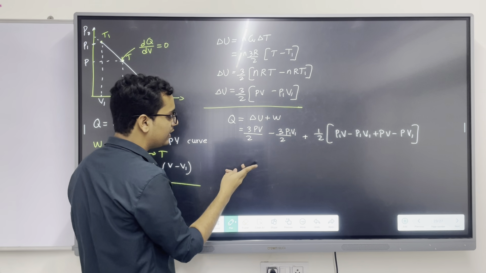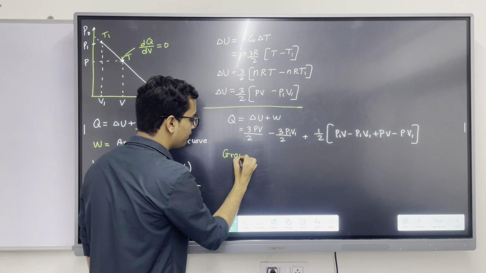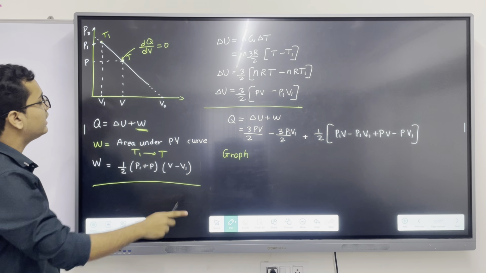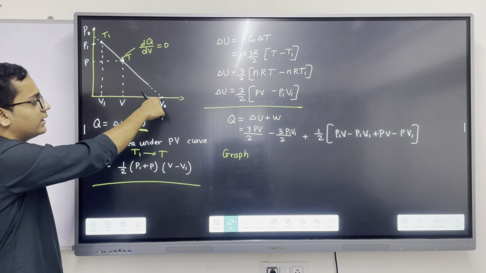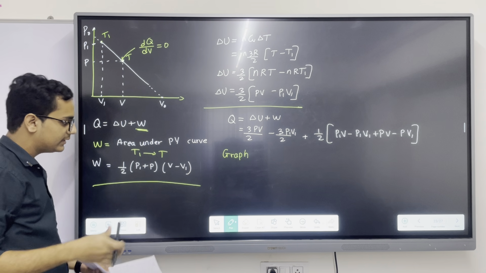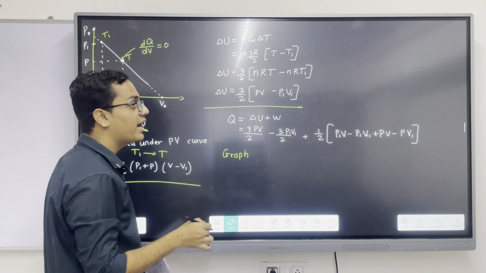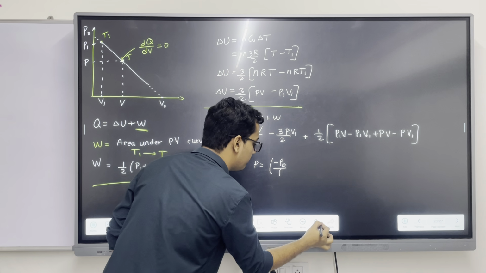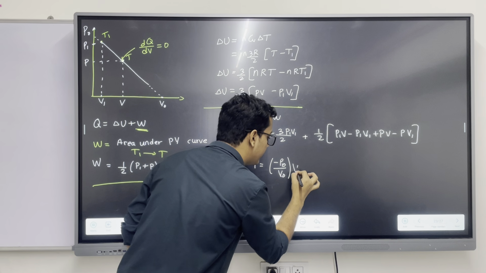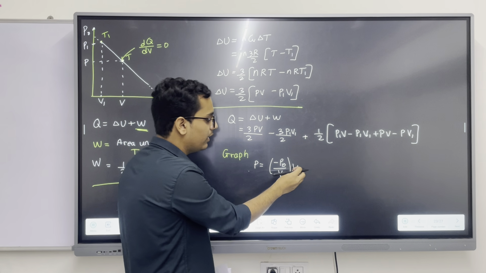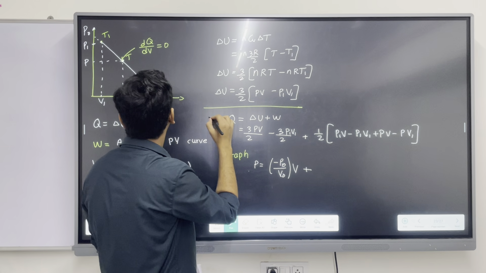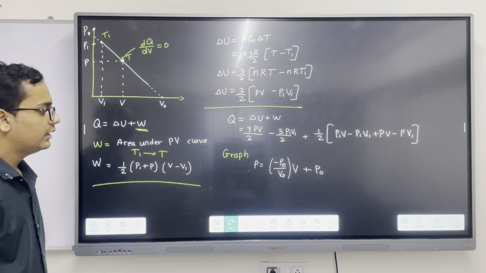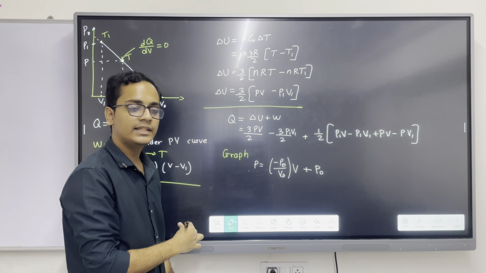If you have to eliminate pressure, I need to find the relation between pressure and volume. How do I find the relation between pressure and volume? I will say from the graph. This is a straight line. So what is the equation of the straight line? You can see it is going to intersect the x-axis at V0 and the y-axis at P0. Hence, its slope is minus P0 by V0. So P is equal to minus P0 by V0 into V plus P0, like y equals slope into x plus c. From the graph, you have this equation.